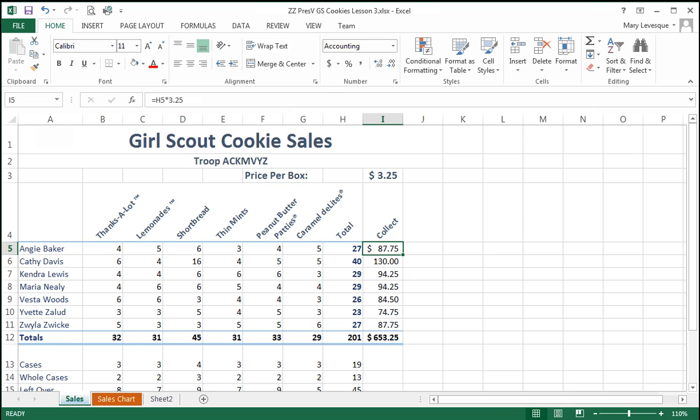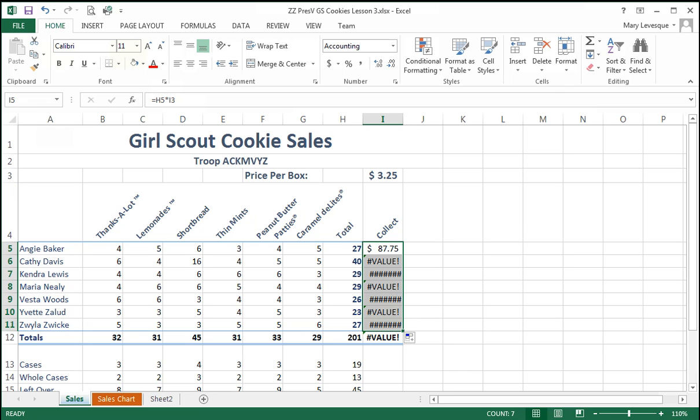Let's change this to point to I3 instead of hard coding 3.25. I still get the same number. Now we know that if we copy down, we're going to need to do that thing about copy without changing the formatting. Oh, except, oh, this is not good, is it?